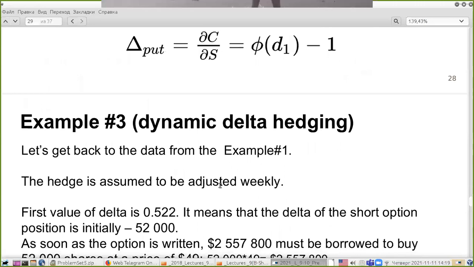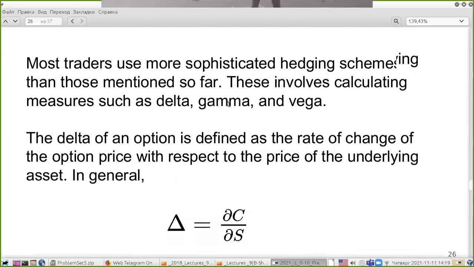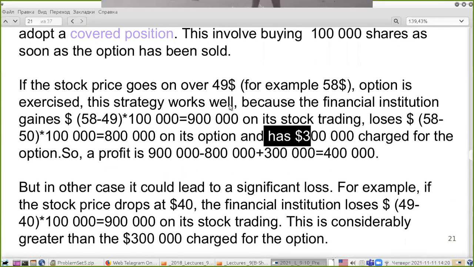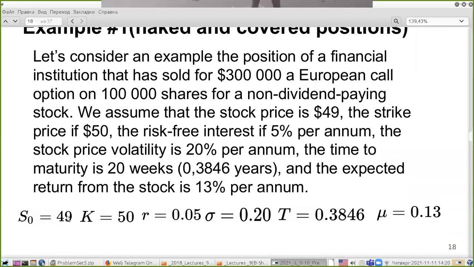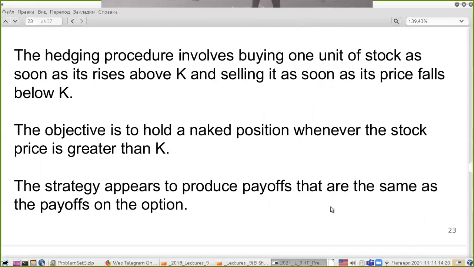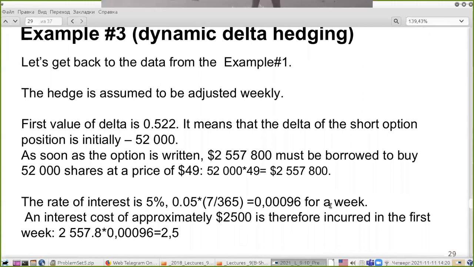So how should we use this formula? Let's get back to the data from example one. So we have the initial price, strike price, interest rate, volatility, time to maturity, and mu. So everything we know. And the hedge is assumed to be adjusted weekly. Not every day, but every week, one time a week.